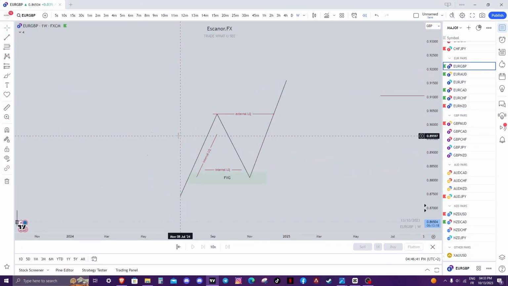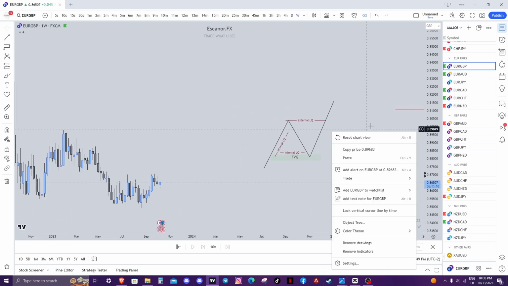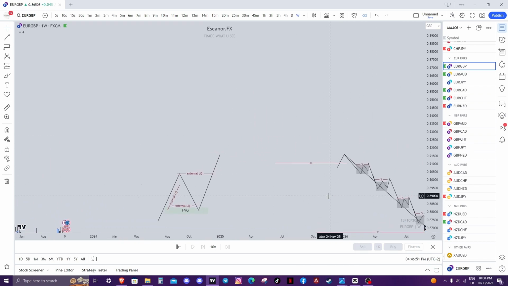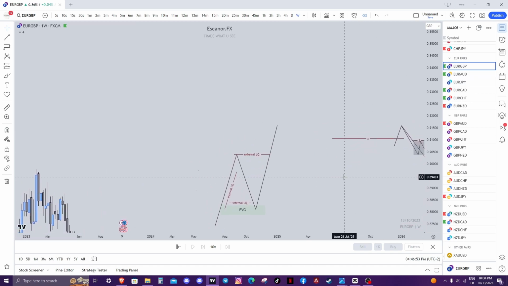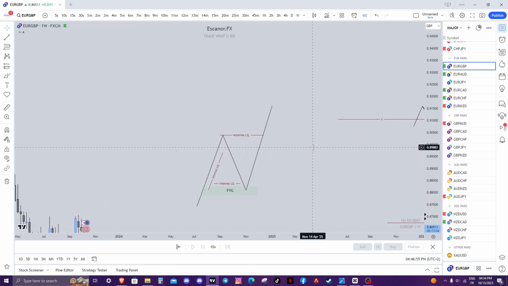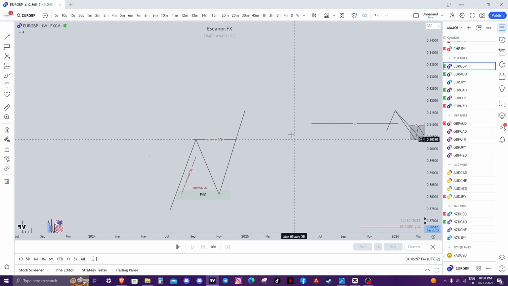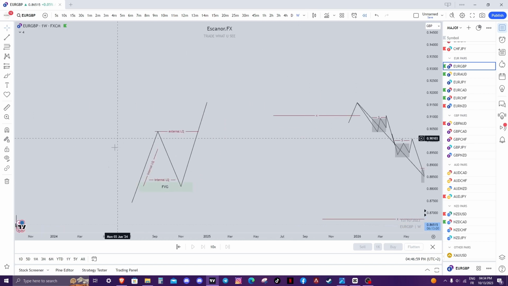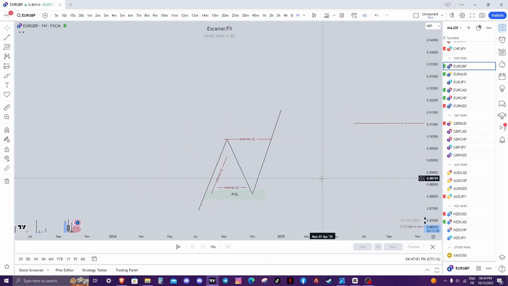So again, in our video today, we're going to talk about the external range liquidity and the internal range liquidity, and how to use them combined with the Asia session liquidity to take swing trades with high risk to reward. So first of all, we're going to explain the idea with these drawings here, and then we're going to move to the live chart to take clear examples.